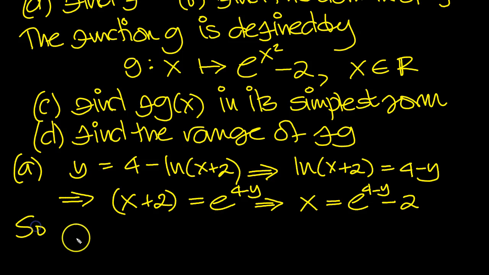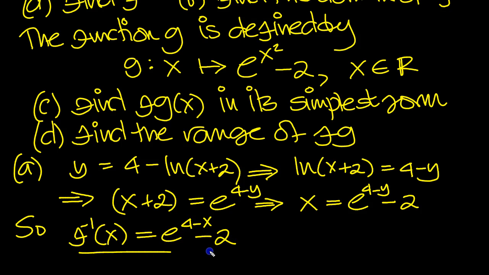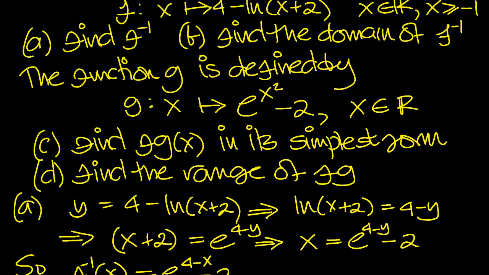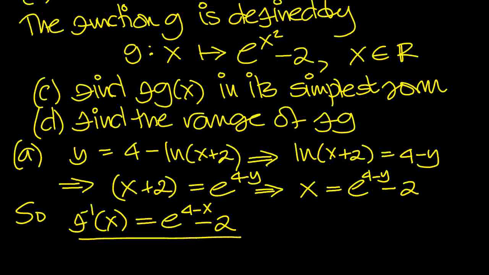So the inverse function f to the minus 1 of x is equal to, now flip the symbols, the x becomes the y here, the y becomes the x, e to the 4 minus x, minus 2. So there's our inverse function. So that's part A. Now we need to find out the domain of the inverse function.